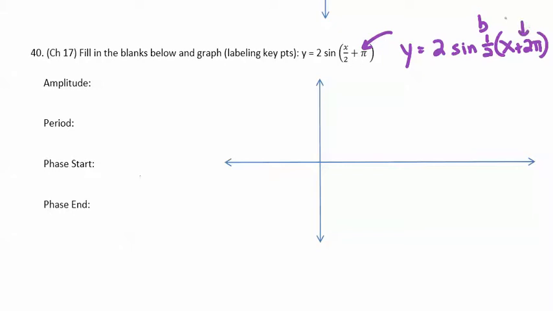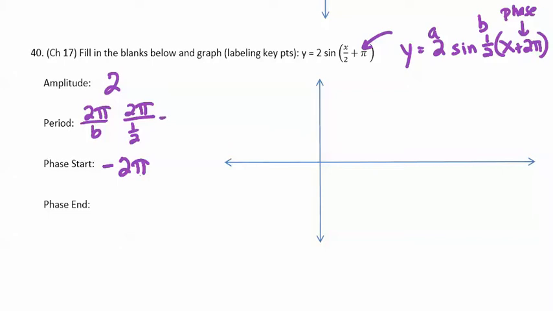So this value right here tells us about our phase shift. So remember that horizontal transformations go in the opposite direction. So our phase start here we can see is going to be at -2 pi. So don't make those more difficult than they have to be. Okay, what's our amplitude? Here's our value of A. So our amplitude is 2. Our period, we better take 2 pi and divide it by B. 2 pi divided by 1/2. To divide by 1/2, we multiply by 2. So our period is 4 pi. If we start at -2 pi and we travel 4 pi units, aren't we going to finish at +2 pi?